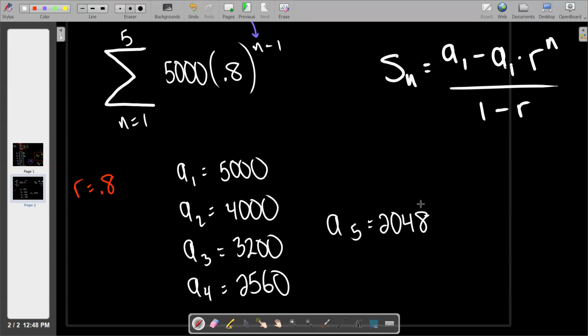I don't want to slight you of an education. Does anyone have any questions as to where those numbers would have come from? Putting 1, 2, 3, 4, 5 in place of n and typing it into your calculator. Hayden, you good? Okay, good.